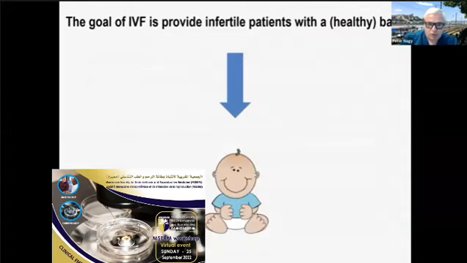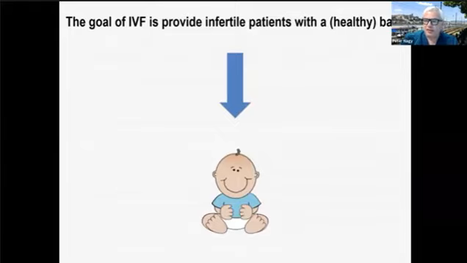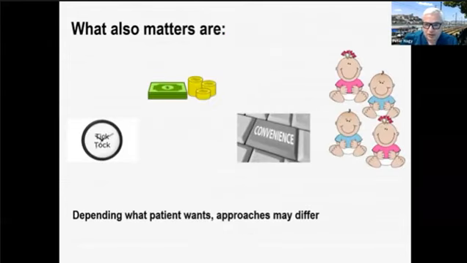We all know that the goal of IVF is to provide infertile patients with a healthy baby. And obviously there are other points to consider, like how much time it takes to get the baby, how much it costs, what the convenience is, and whether the patient has to try IVF one time or two, three, four times to get through an IVF stimulation cycle. It's also important whether the couple desires just one child, or two, three or more children. So depending on what the patient wants, approaches may differ.